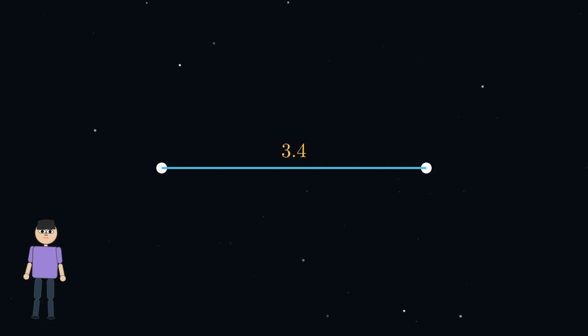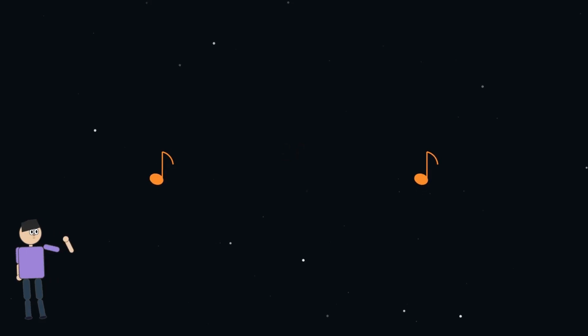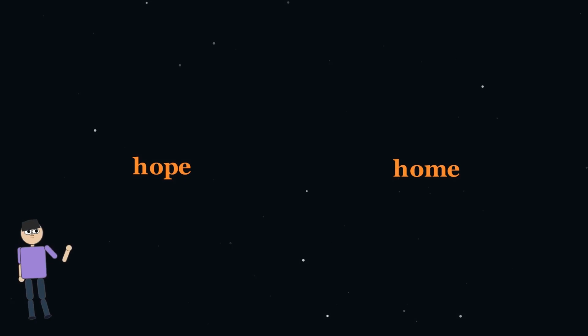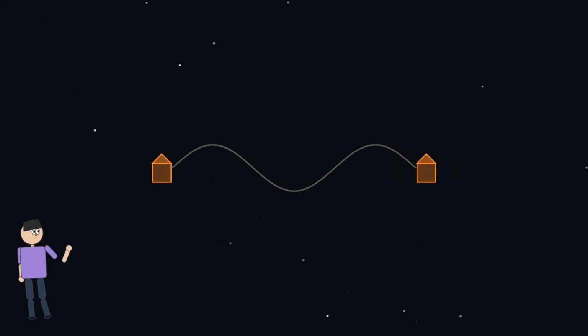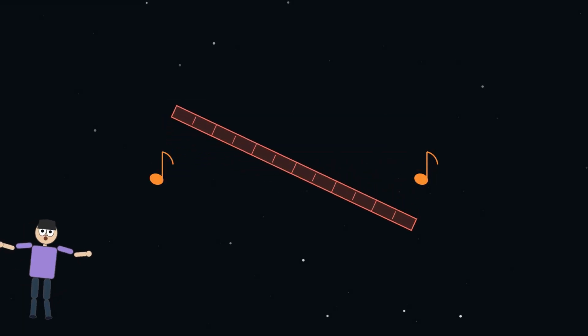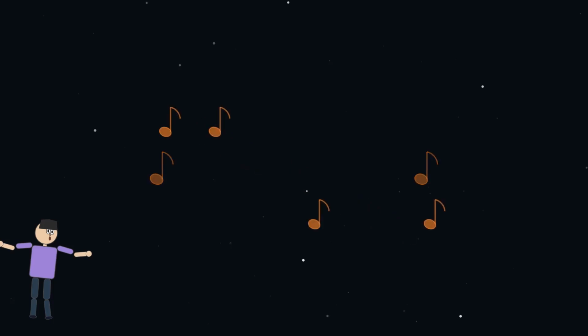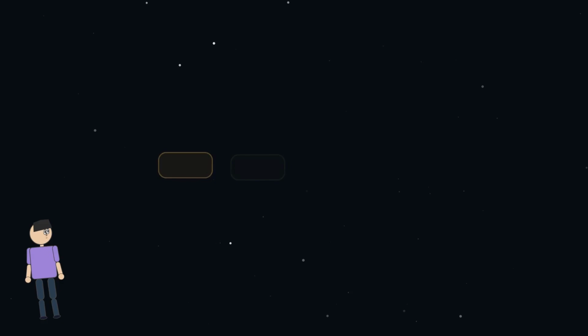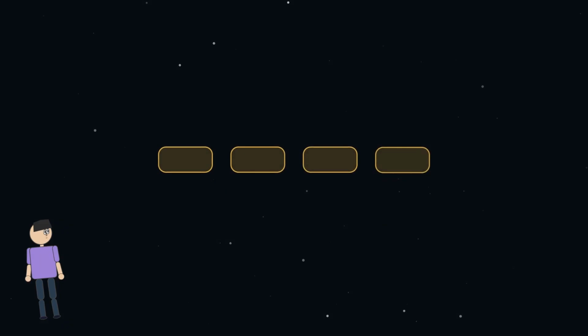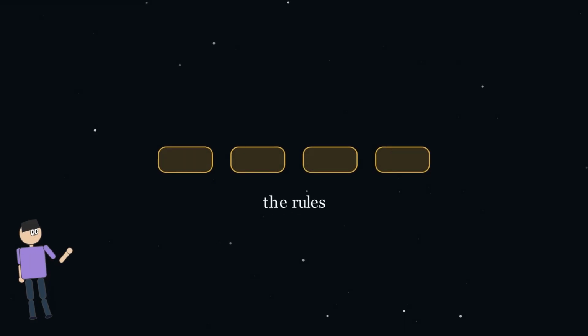But let me ask you a stranger question. How far apart are 2 songs? How far apart are 2 words? Or 2 towns, when the only way between them is a winding road? You can't lay a ruler across a song, and yet somehow we still feel that some songs sit close together and others sit far apart. So maybe distance was never really about the ruler. Maybe it's about a handful of rules the ruler just happens to obey. Let's find those rules after the break.